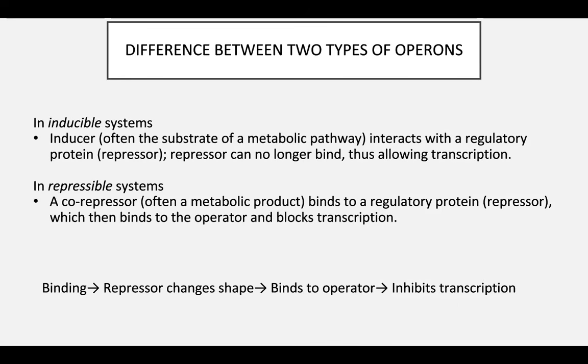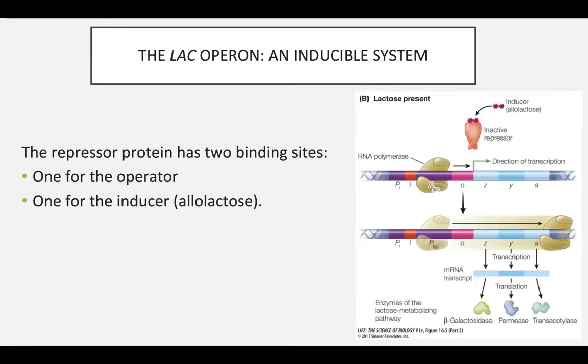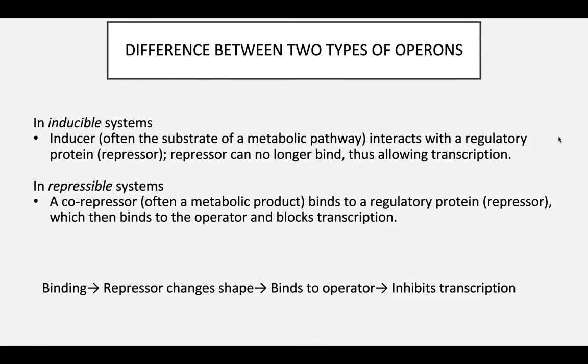In inducible systems, the inducer interacts with the regulatory protein so that the repressor can no longer bind, which allows transcription. For example, here the inducer binds to the repressor protein so that it can no longer bind, allowing for transcription. But there's an opposite system as well. In repressible systems, a co-repressor binds to a regulatory protein, and now the repressor becomes active, binds to the operator, and blocks transcription. So inducible systems allow for transcription, and repressible systems block transcription.